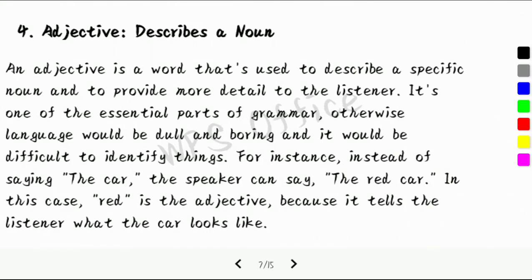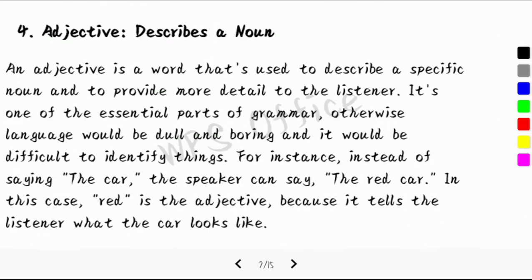Then comes adjective. Adjectives are those which describe a noun. An adjective is a word that is used to describe a specific noun and to provide more details to the listeners. It is one of the essential parts of grammar, otherwise language would be dull and boring, and it would be difficult to identify things.